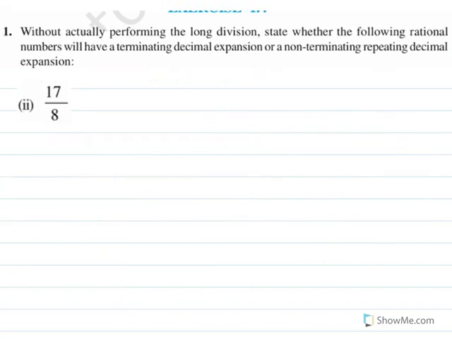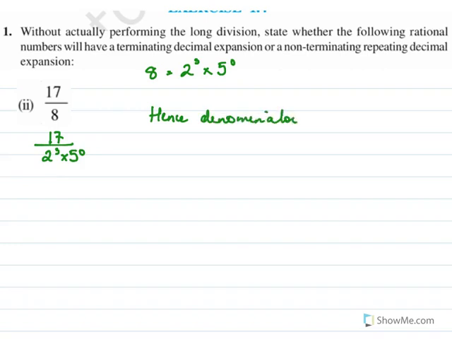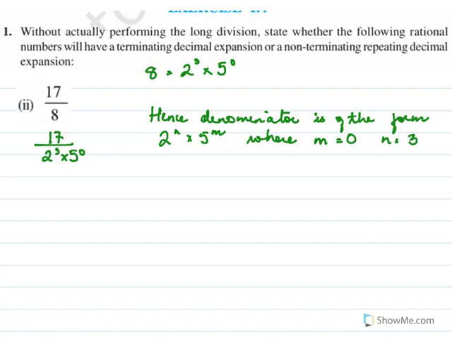For the next one, 17 over 8. So we know 8 is 2 raised to 3 and 5 raised to 0. There is no 5 there. So 17 over 2 raised to 3, 5 raised to 0. Hence the denominator is of the form 2 raised to n, 5 raised to m, where m equal to 0, n equal to 3.